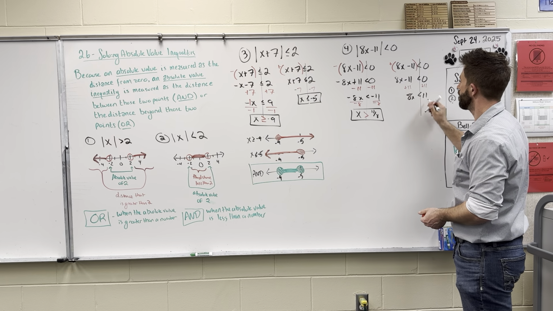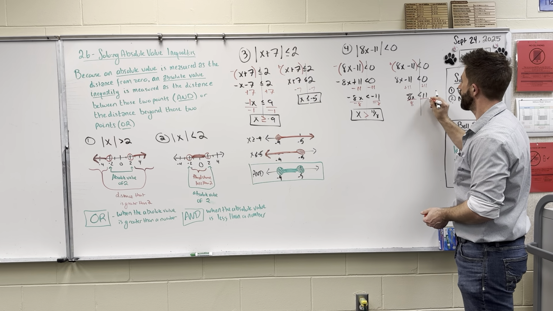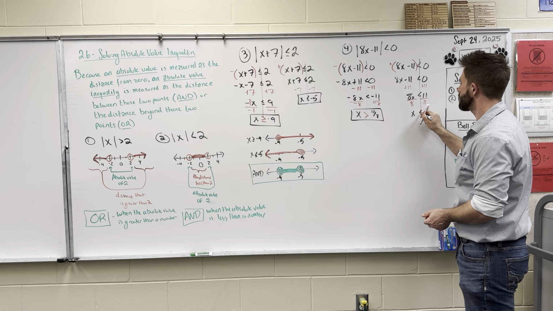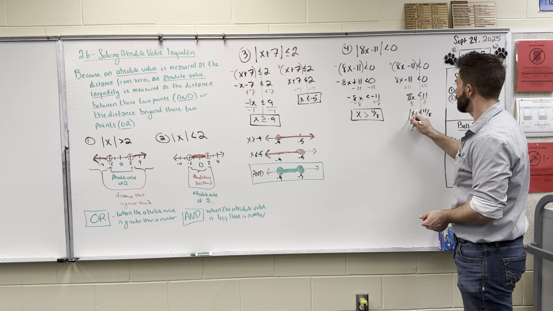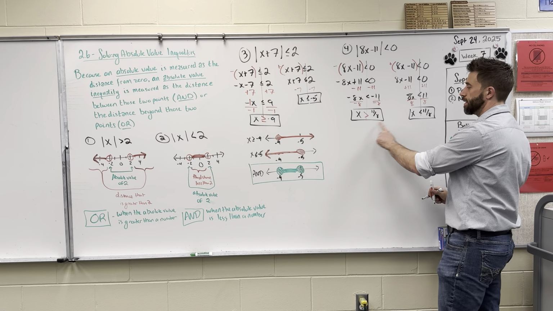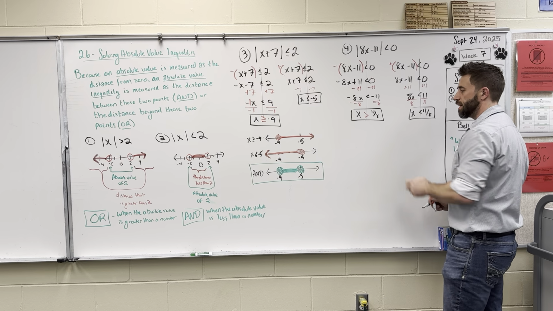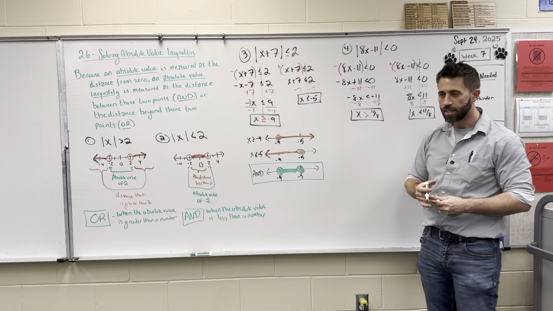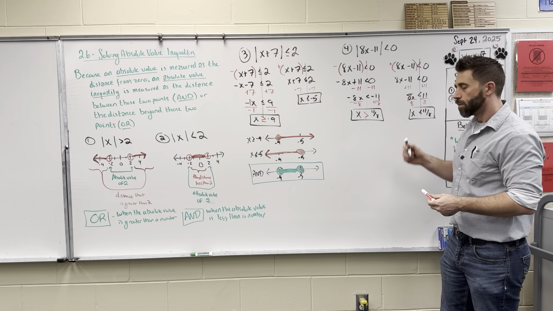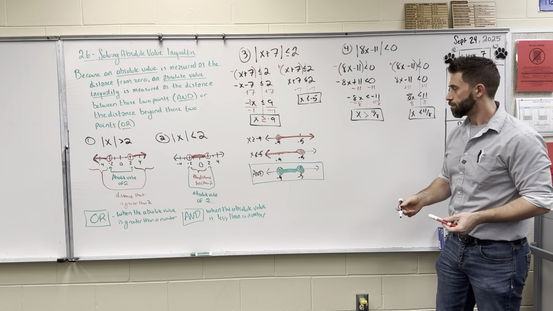8x is less than 11. Divide both sides by 8. That'll give me x is less than 11/8. Boom. We got the exact same thing as we did over here, but this was greater than and this was less than. So again, we're seeing that we're running into a problem here conceptually.